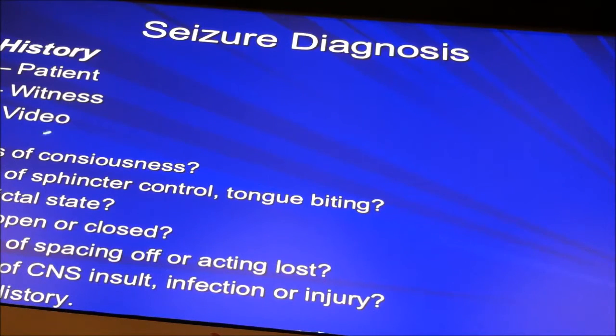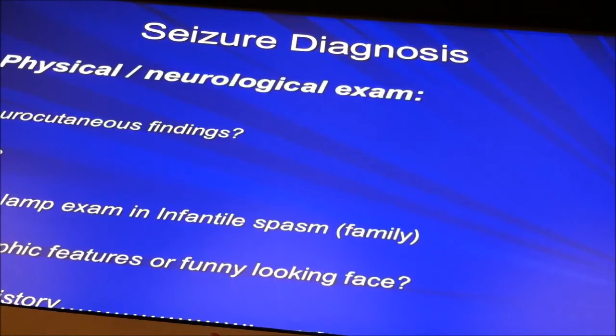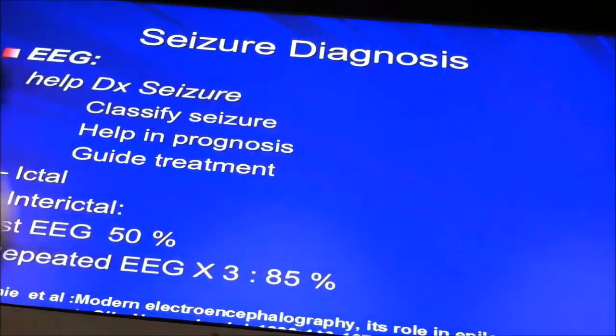So a lot of the time I ask them about video, loss of consciousness, loss of sphincter control, pulling at himself, post-ictal state, eyes open or closed. 95%: if the eyes are closed, it is not a seizure. 95%. So I always ask about that. History of spacing off, history of CNS insult or infection, or family history. Okay? Physical exam: the cutaneous findings, look at the head circumference, Wood's lamp exam on the patient, on the family, on the neighbors, and look for dysmorphic features and family history.